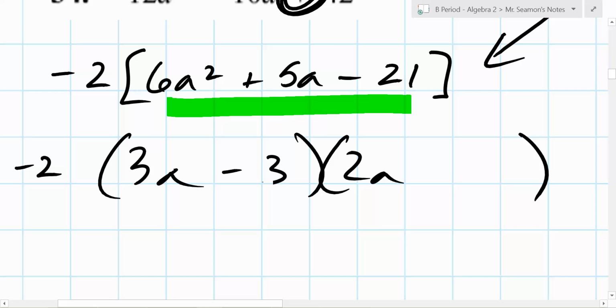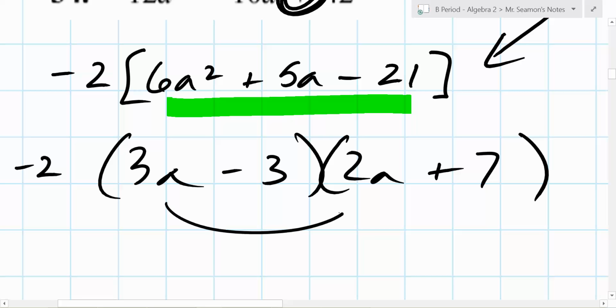Negative 3 and what? If that one's negative 3, this has to be positive 7, right? Do you agree with that? Well, 7 times 3 is going to be 21. That's pretty big, right? So is this going to work? Do you think this is going to work?